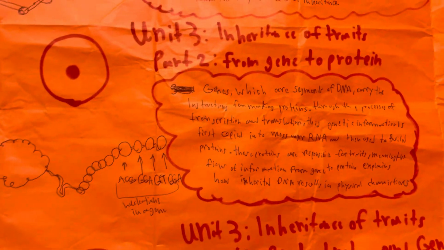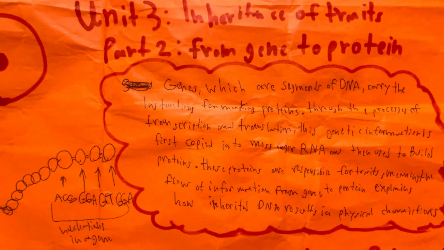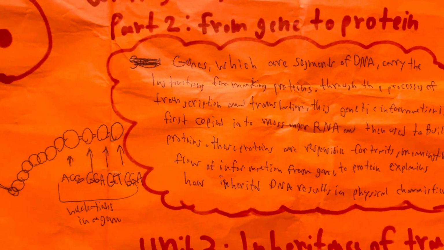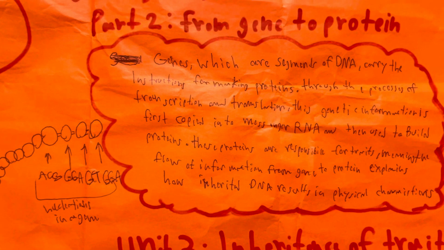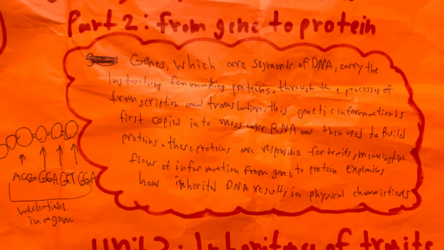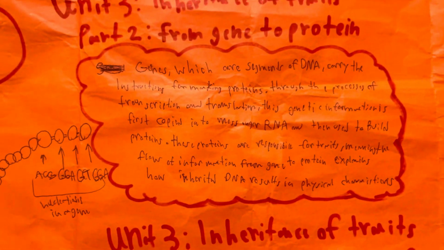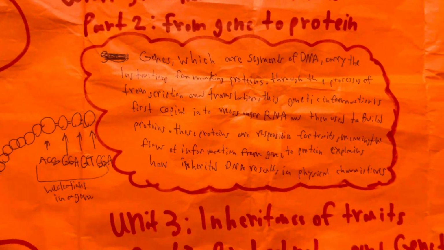For part 2, from gene to protein. Genes, which are segments of DNA, carry the instructions for making proteins. There's a process of transcription and translation. This genetic information is first copied into messenger RNA and then used to build proteins. These proteins are responsible for traits, meaning the flow of information from gene to protein explains how inherited DNA results in physical characteristics.